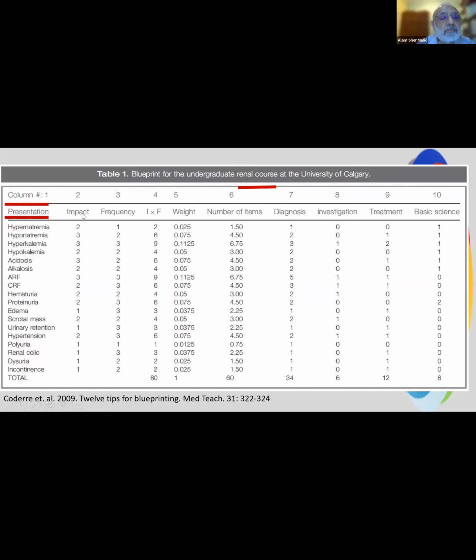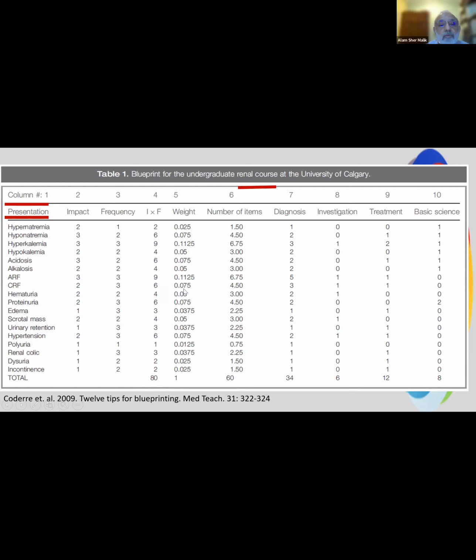Once we have identified the impact and the frequency, which is based on our experience and discussion among the staff, then we multiply the impact with the frequency, and that gives the weightage. Weightage means that once we have calculated this impact times frequency for all the topics, we have a total here. In this example, it is 80.